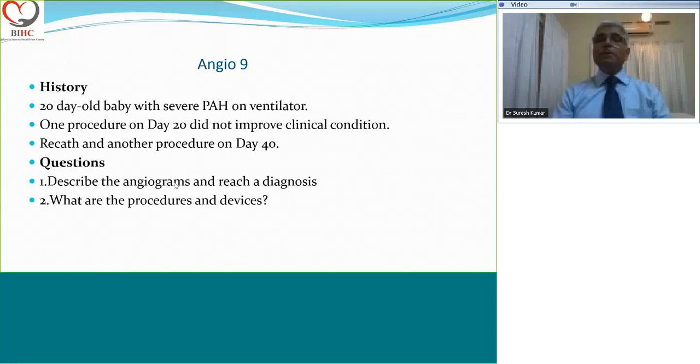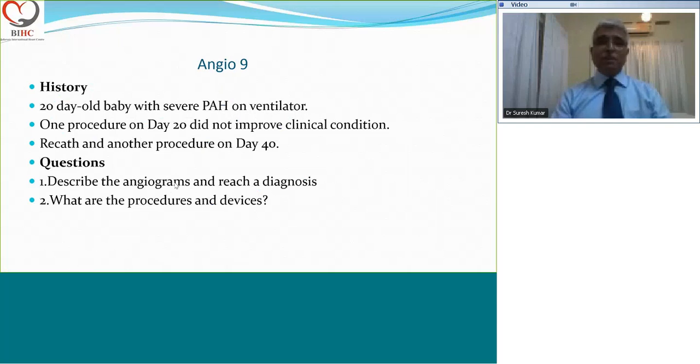This is a 20-day-old baby who was found to have severe pulmonary hypertension and was on a ventilator. He underwent one procedure on day 20, which did not improve the clinical condition. So he underwent a recap and another procedure on day 40. What you see now are the angiograms related to the day 40 procedures. I want you to describe the angiograms and reach a diagnosis. You must also tell me what procedures were done and what devices were used.